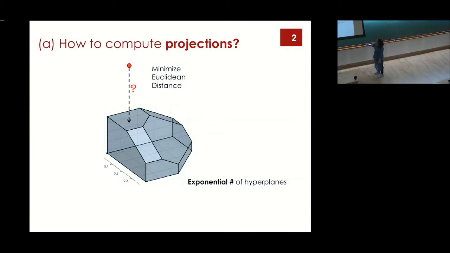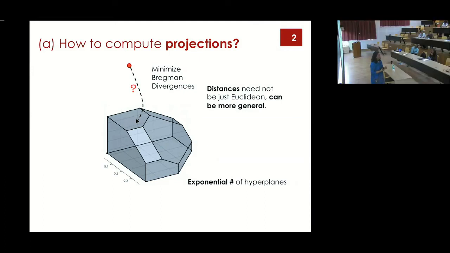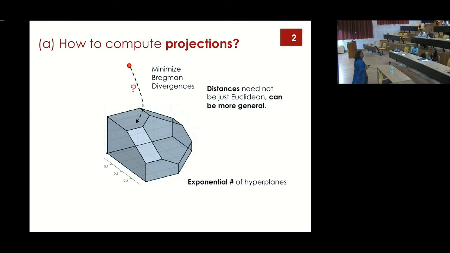When we think about distances, we think about straight line distances. But more generally here, we're going to be considering minimizing what are known as Bregman divergences. So they are not straight line distances, but the closest point might come from minimizing a convex function over my combinatorial set or my polytope.